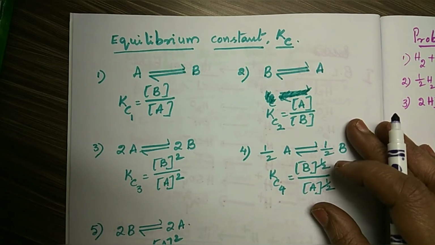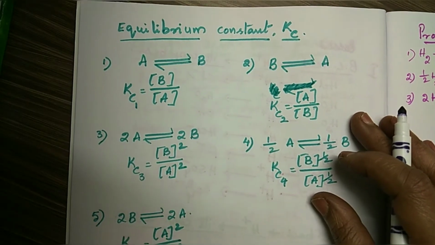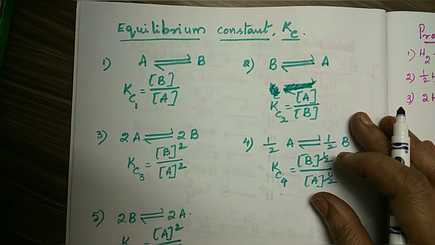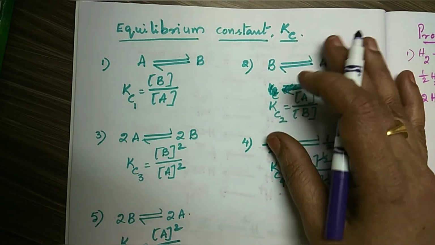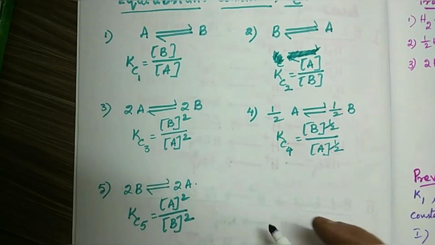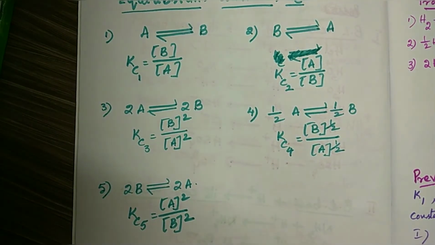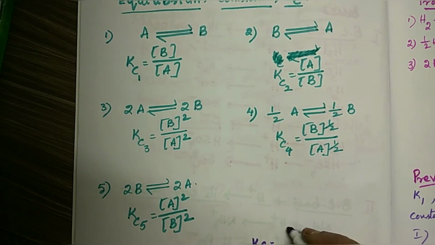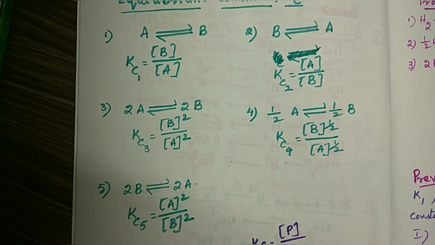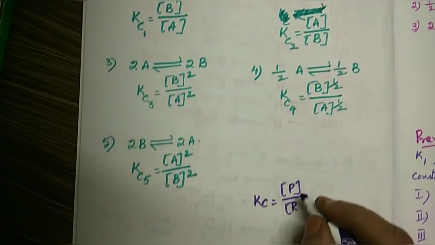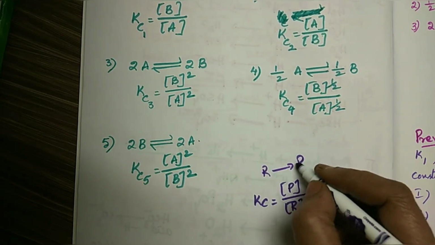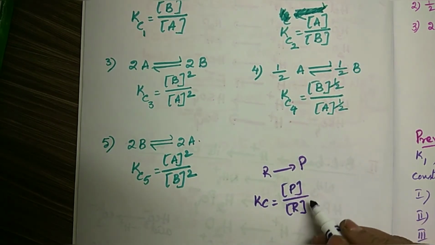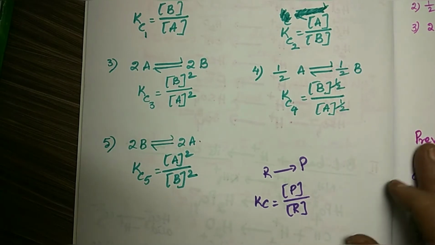Hello students, today let us discuss the equilibrium concentration constant, that is Kc. The equilibrium concentration constant can be obtained from the relation Kc is equal to the molar concentrations of the products by the molar concentrations of the reactants. For any reaction, reactants giving products, it is the molar concentration of products by the molar concentration of reactants.